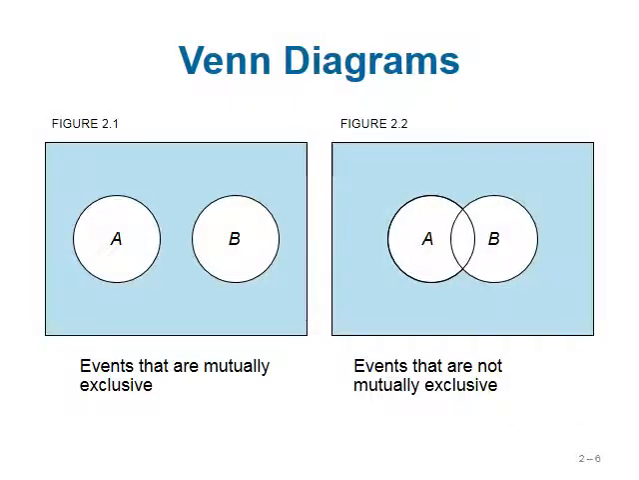We can use diagrams to express a mutually exclusive event. The Venn diagram on the left shows that the probability of A and B do not touch or intersect. However, the Venn diagram on the right shows the probability of A and B intersecting, and thus they are not mutually exclusive.